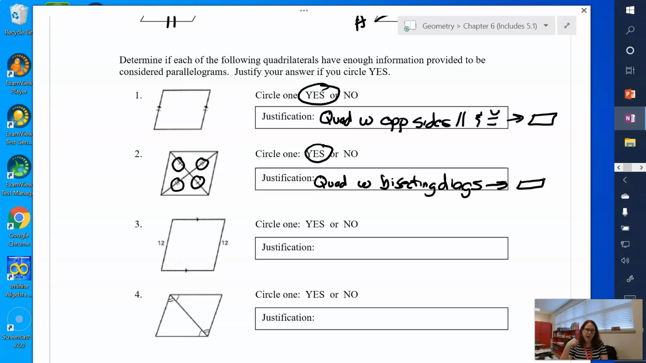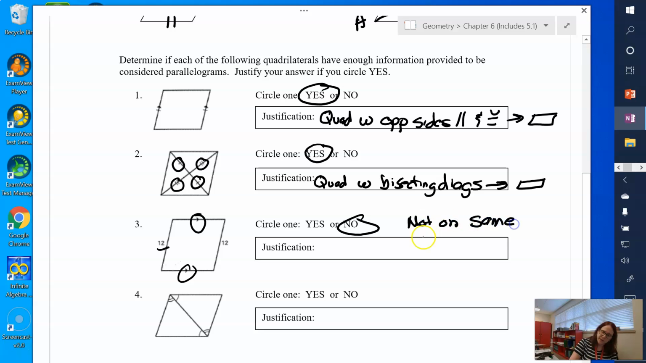Now let's look at number 3. I have my top and bottom marked parallel, and I have my left and right marked congruent. But they're not on the same pair of sides. So this is not a parallelogram. And I'm just going to put a note, not on same pair of sides. Now, because this was not a parallelogram, you're not required to justify this. I just wanted to put that note there so that you would see why.